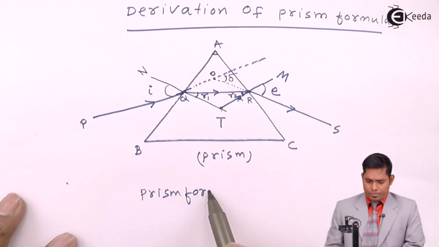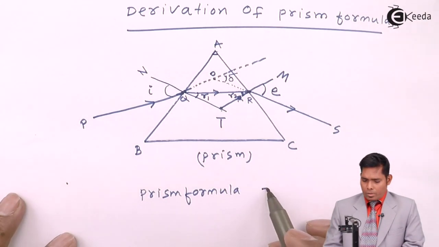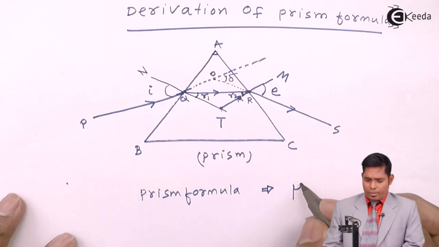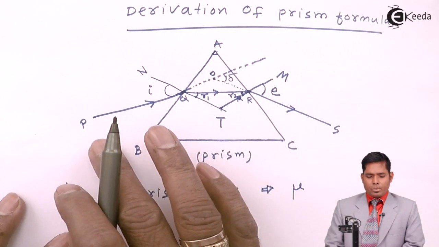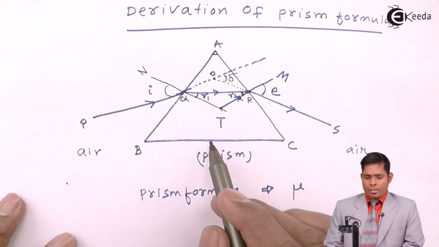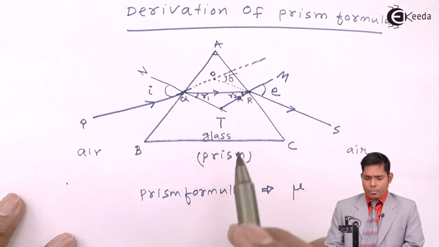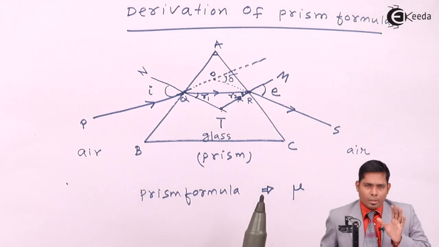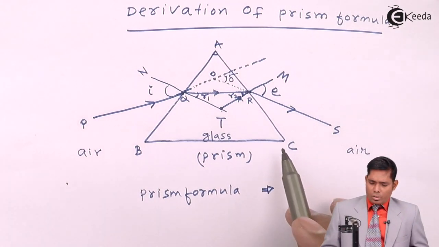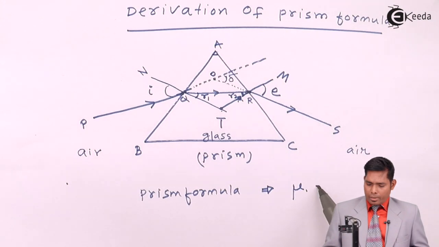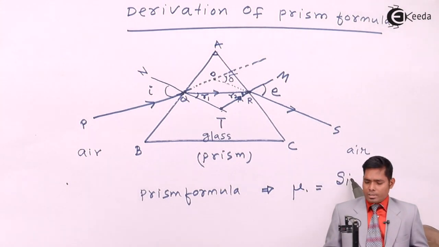Prism formula. What is the prism formula? In the prism formula, we will derive the refractive index of the prism with respect to air, because this is suspended in air. This side air, this side air, this is glass. So the prism, which is made up of glass, is suspended in air. This formula gives you the refractive index of the glass, that is the material of the prism, and that is found using Snell's law, that is sin i upon sin r.